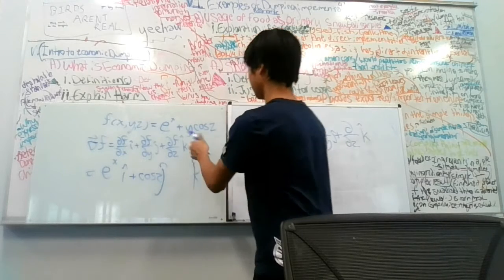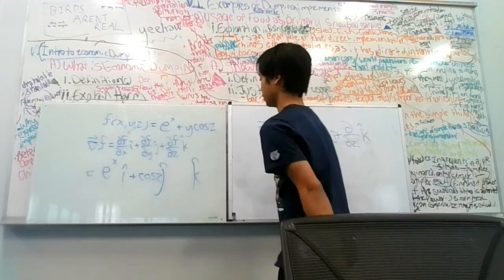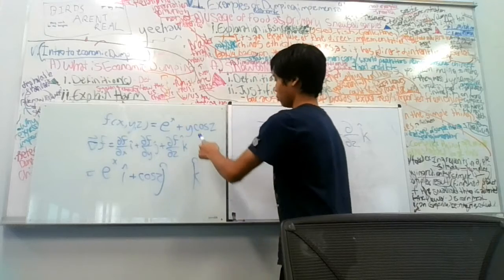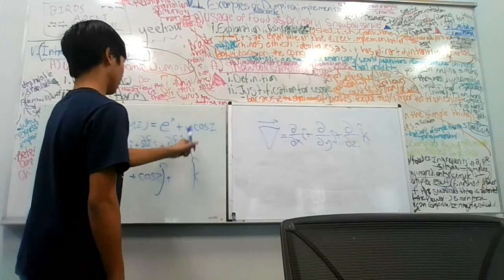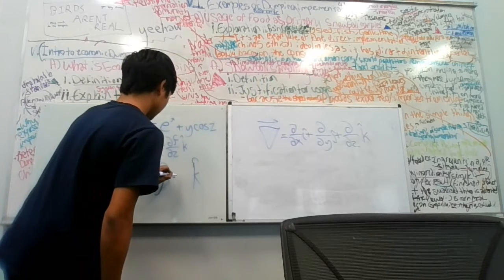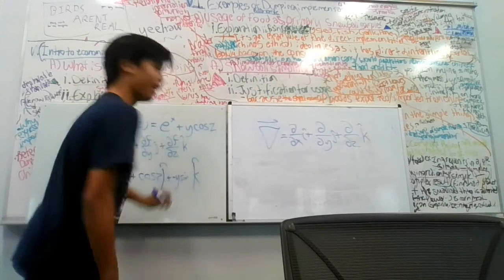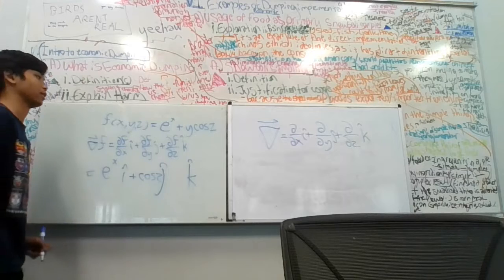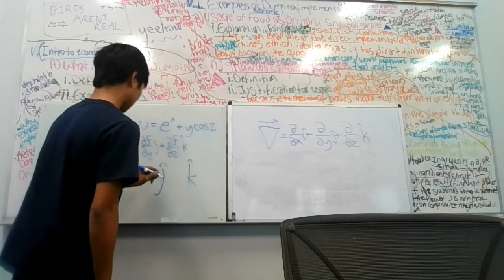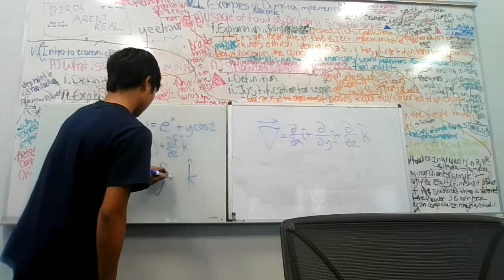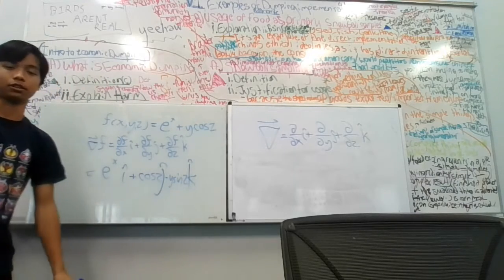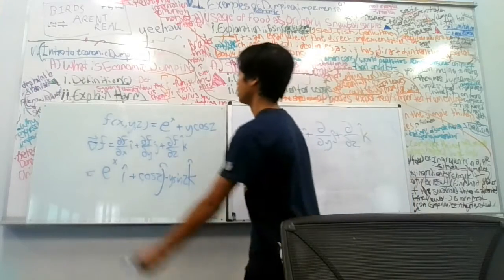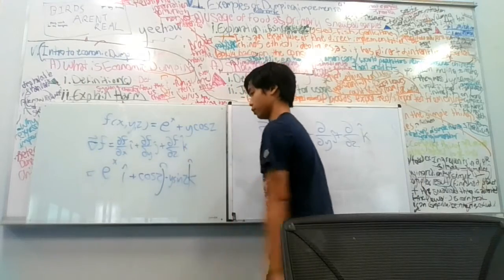Let's do k now. We're deriving in terms of z. e to the x stops existing, it's a constant. y is a constant. Now we're worried about cosine z. Derivative of cosine is negative sine. We multiply that by our constant y, so we get negative y sine z. That's all in the k direction. So that's how we compute gradient acting on a scalar function.